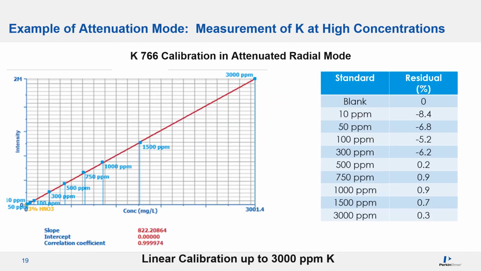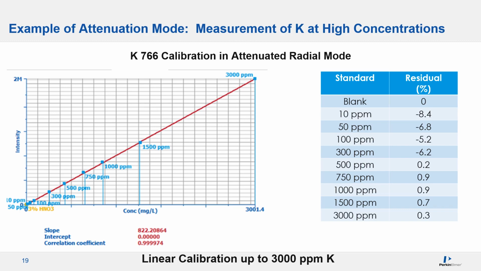The same customer also wanted to know the linear range of potassium. So we measured a number of potassium standards at potassium 766 in attenuated radial mode. As we can see from the calibration curve, we have a calibration coefficient greater than four nines again. And if we look at the residual error of the calibration standards, everything is under 10%, indicating a good calibration curve, good linearity, and good accuracy.